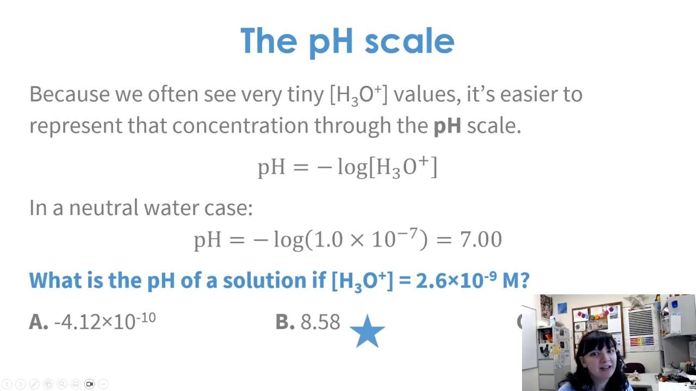Just as a reminder on significant figures when it comes to logarithms, when I take the log of a number, I'm going to count up the significant figures in that number. In this case, 2.6 is 2 sig figs. The answer out is going to have that same number, but in terms of decimal places. So because I had 2 sig figs in my concentration of H3O+, my pH is going to be represented to 2 decimal places, or 8.58.